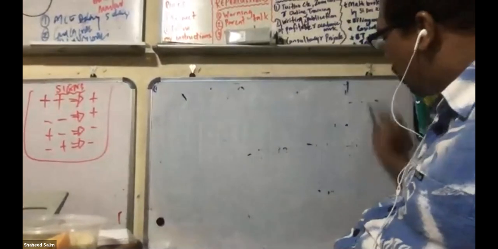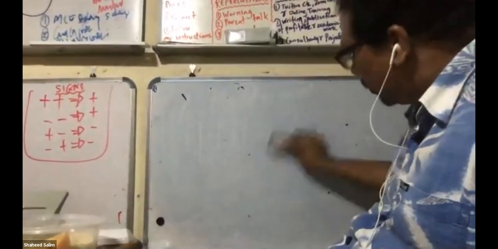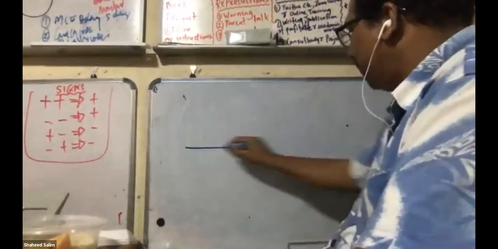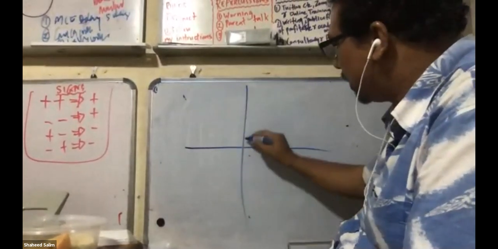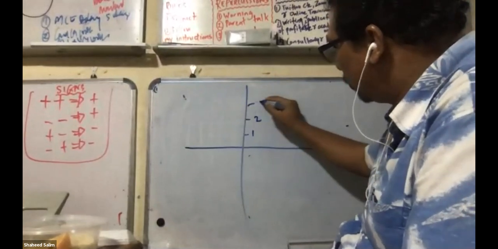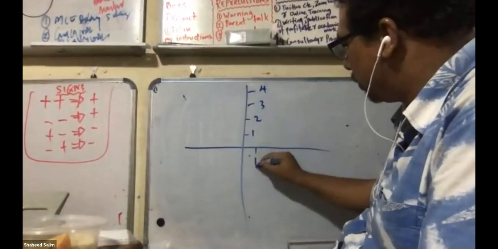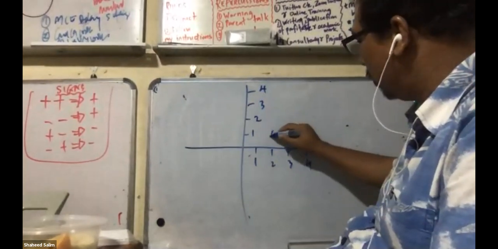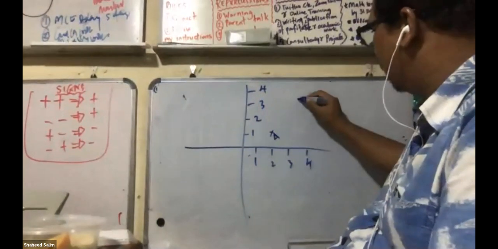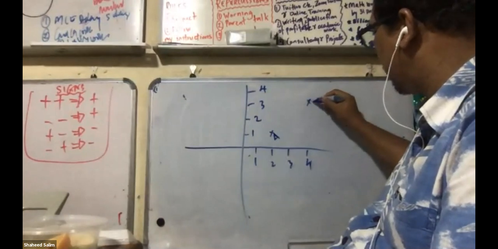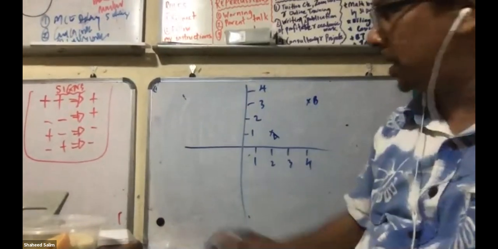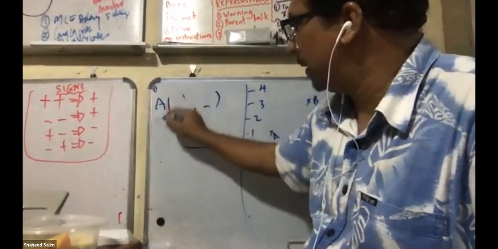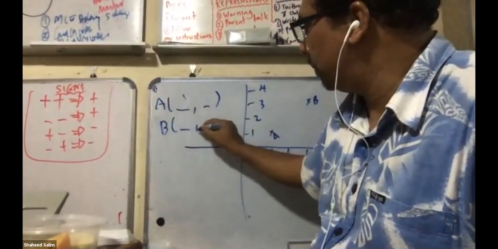Now I am going to draw a graph. You tell me what the coordinates are. Roughly, this one is 1, 2, 3, 4. This is 1, 2, 3, 4. I want to know what A is, what B is, what the coordinates are. You must write like that: blank, blank for A, blank, blank for B.